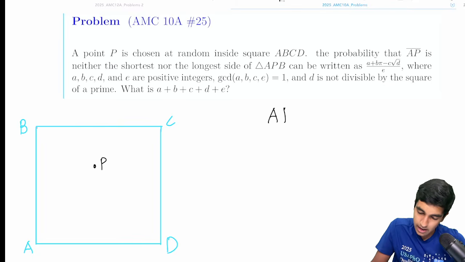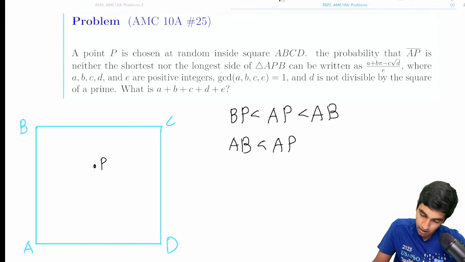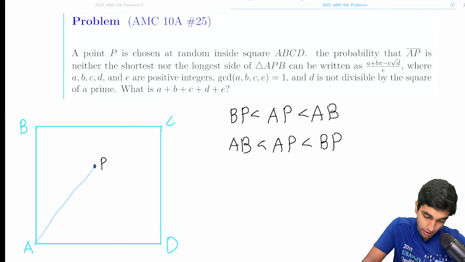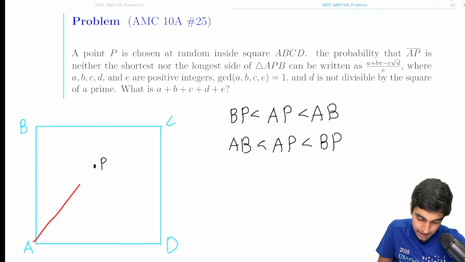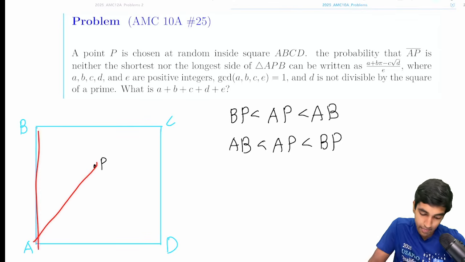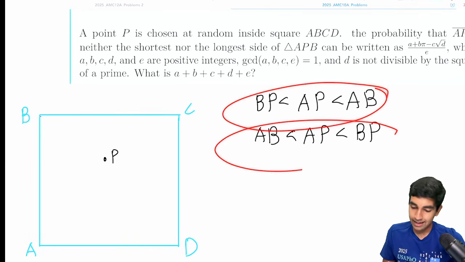We have that AP could be greater than BP and less than AB, or we could have AB less than AP less than BP, right? That's because we have our three sides, AP, BP, and AB. So either AP is bigger than BP and less than AB, or AP is bigger than AB and less than BP. Let's explore the probabilities in these cases.